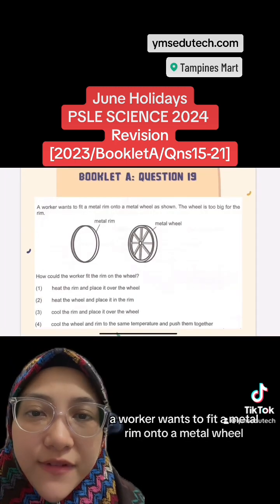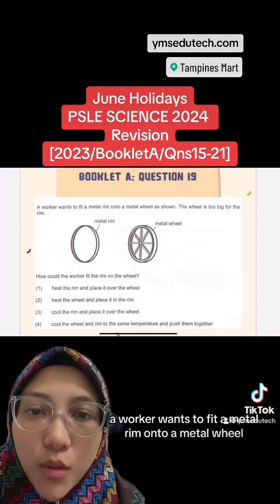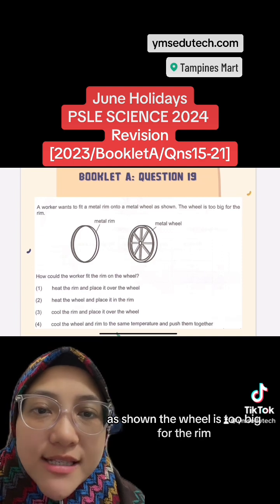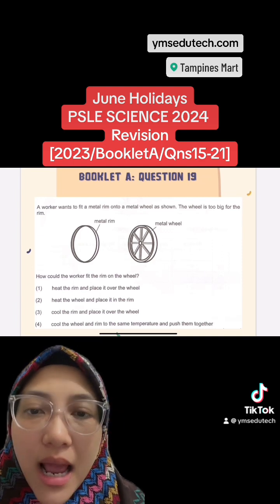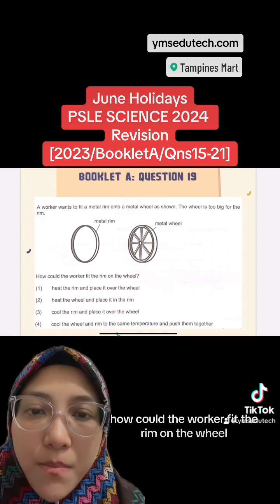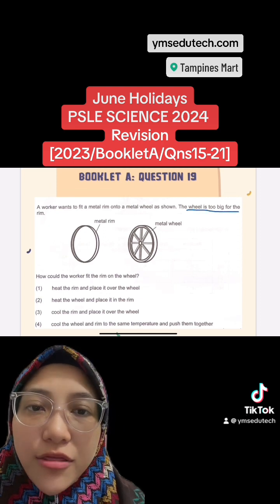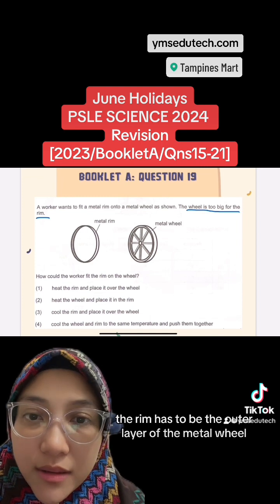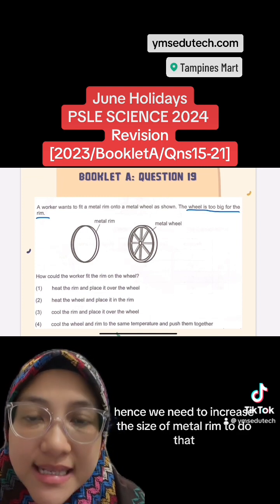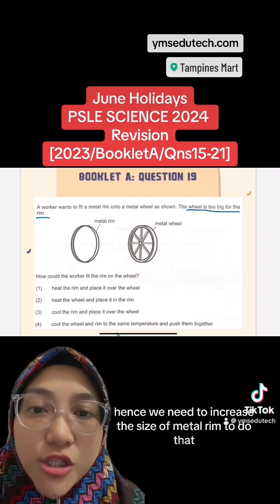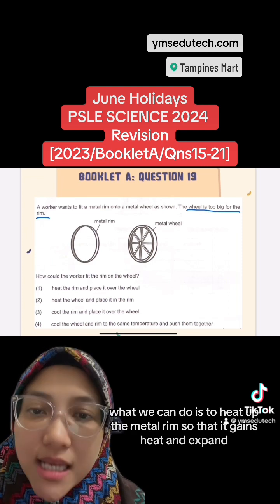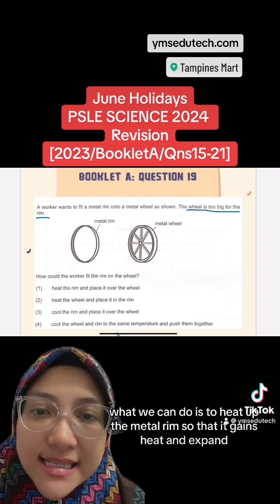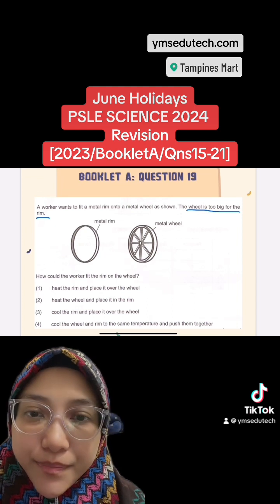A worker wants to fit a metal rim onto a metal wheel as shown. The wheel is too big for the rim. How could the worker fit the rim on the wheel? The rim has to be the outer layer of the metal wheel. Hence, we need to increase the size of the metal rim. To do that, what we can do is to heat up the metal rim so that it gains heat and expands.